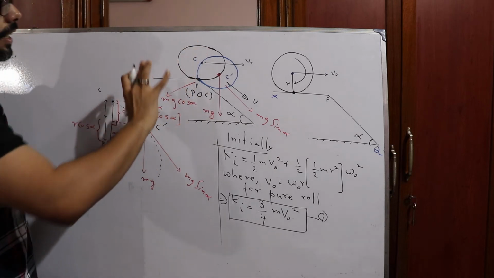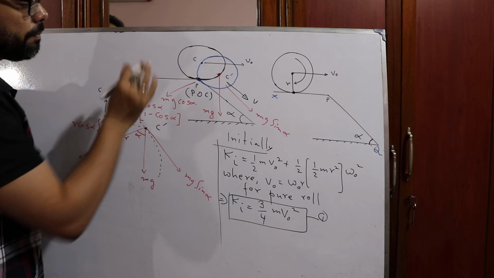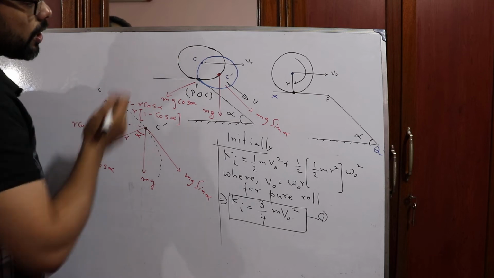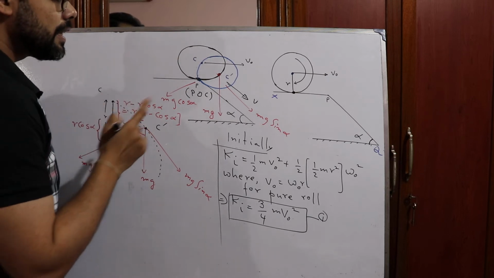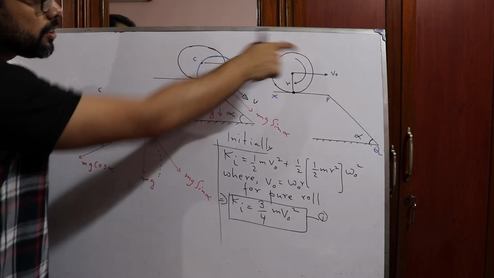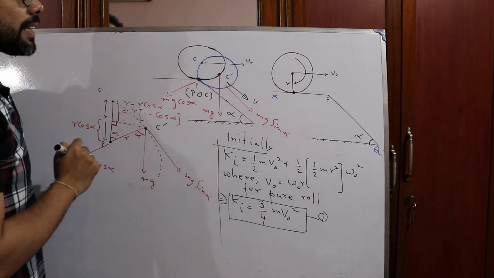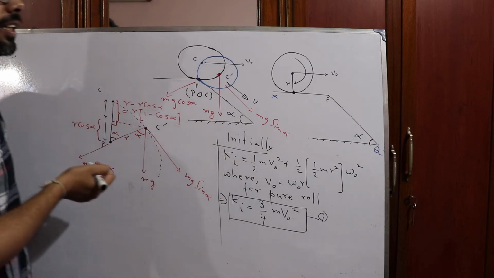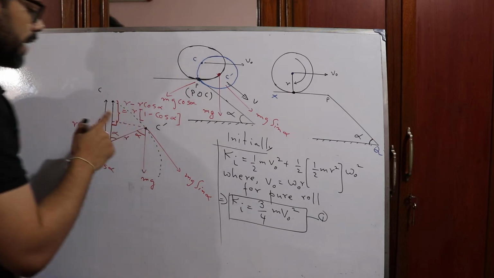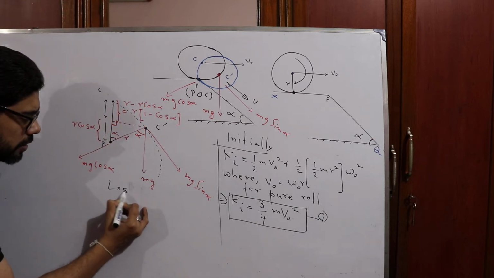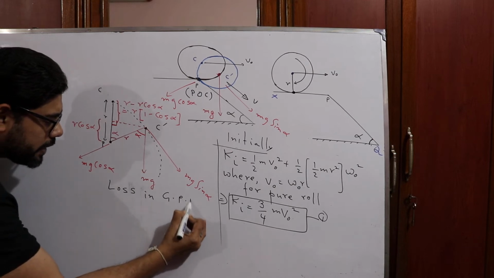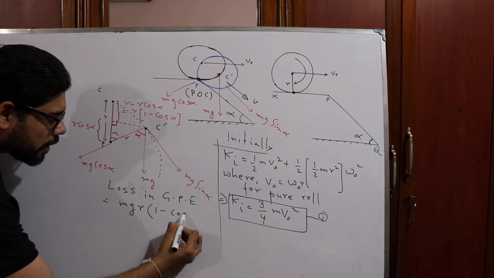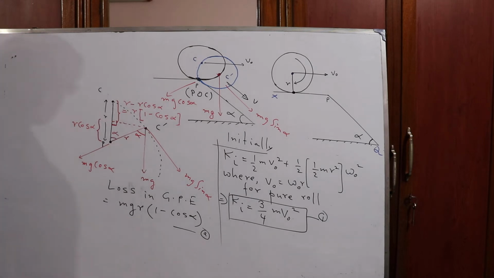Now when the cylinder takes a turn about the pivoting point P, it turns onto the inclined plane from the horizontal surface. Then what happens? It has velocity v, which is not v0. Why has its velocity changed? Because the center of mass has gone down. As the center of mass has gone down, some gravitational potential energy is lost, right? So we can very clearly see here, the loss in gravitational potential energy equals mg into the loss in height, r into 1 minus cos alpha. Say this is my equation 2.